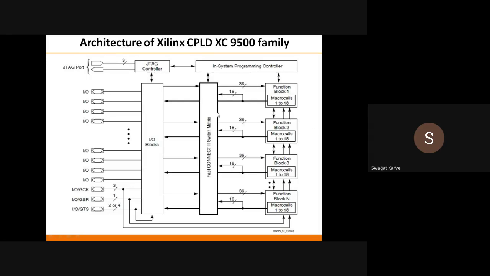Okay, and this fast connect second switch matrix is again a PIA, that is programmable interconnect array. This connect matrix is nothing but PIA. Okay, so that connects these IO blocks, input output blocks. This connects with this in-system programmable JTAG controller. There are so many interconnections, and this particular sign indicates a bus of size 18-bit. This is a bus of size 36-bit. So this is the typical architecture of this Xilinx CPLD family.